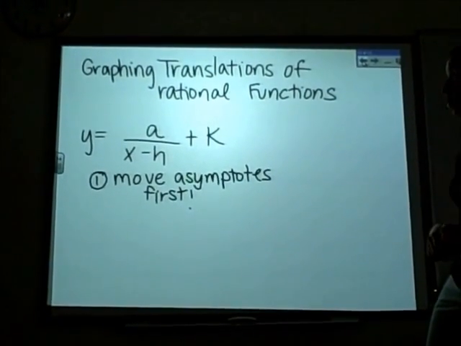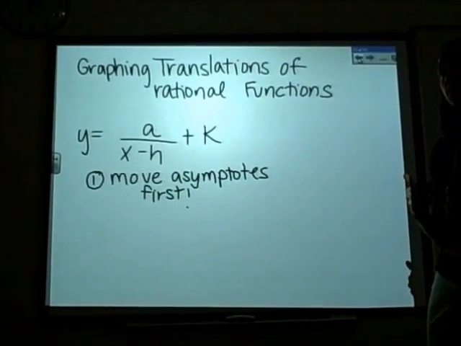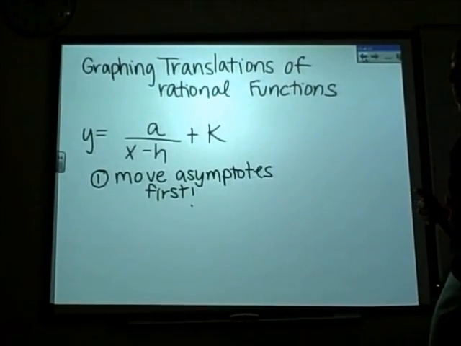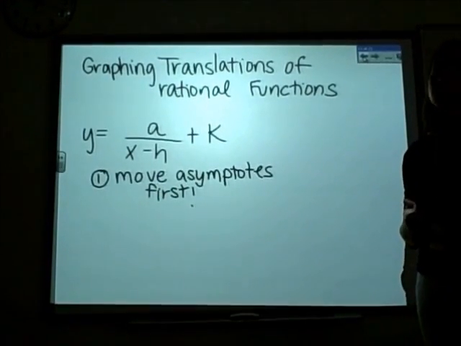Okay, so now we talked about graphing the simple versions. Now we're going to talk about graphing a rational function that has translations on it. Okay, and you know what? It's exactly what you guys are used to.